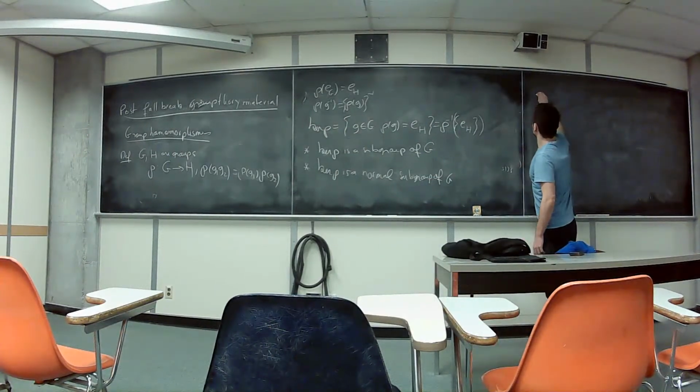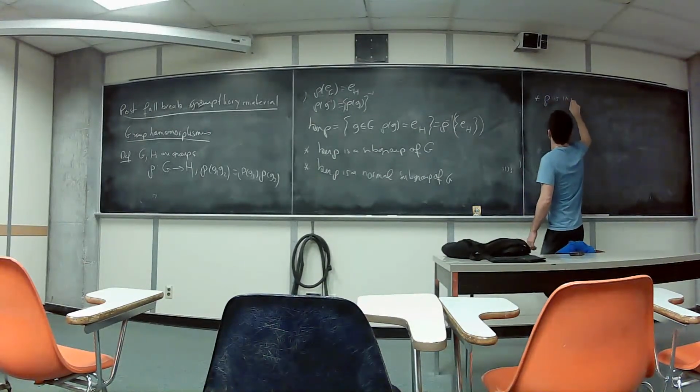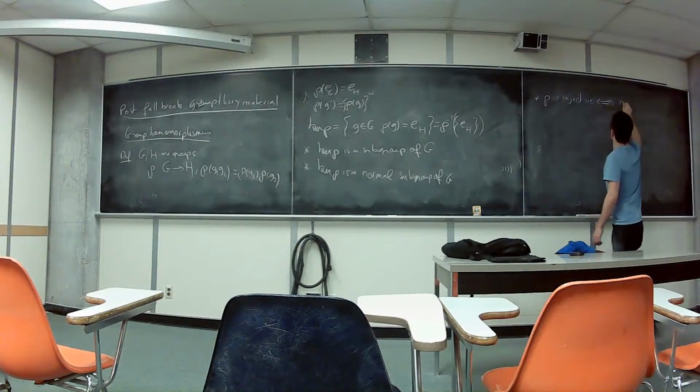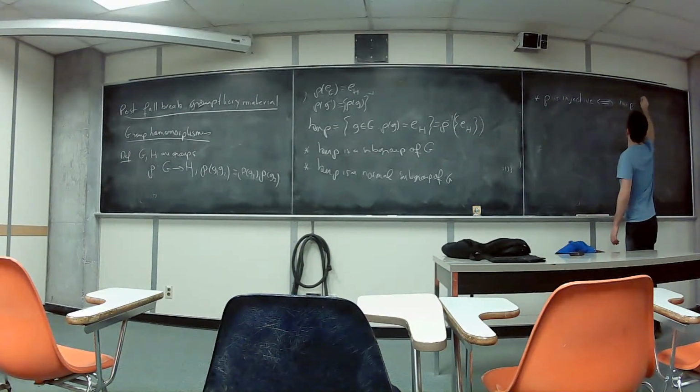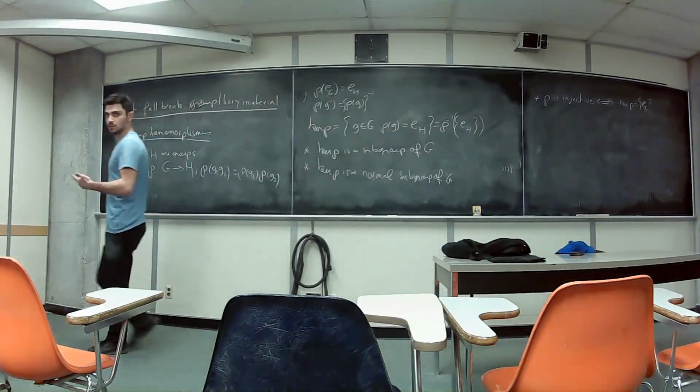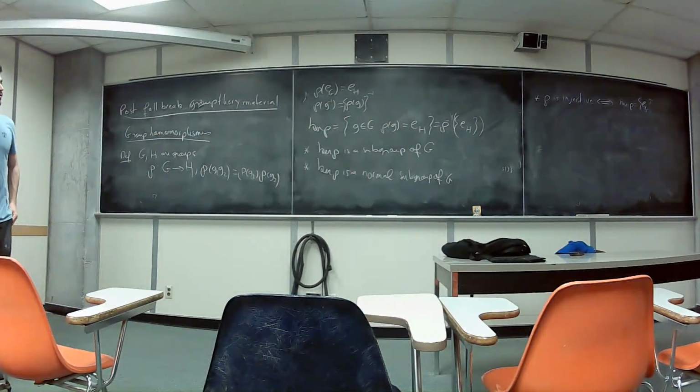And then what as well? Rho is injective if and only if what? The kernel of rho is equal to e_G. We remember these three statements: the kernel of rho is a subgroup, the kernel of rho is a normal subgroup, and rho is injective if and only if the kernel is the identity subgroup.